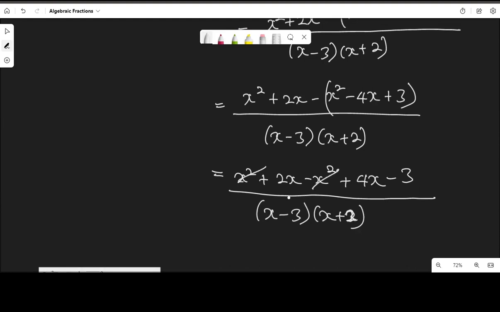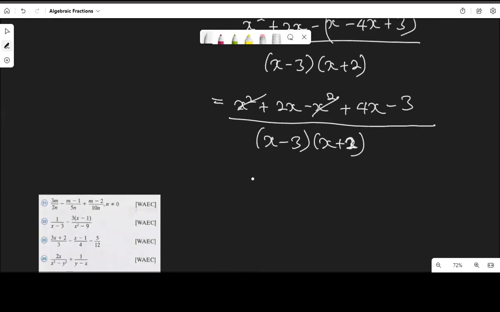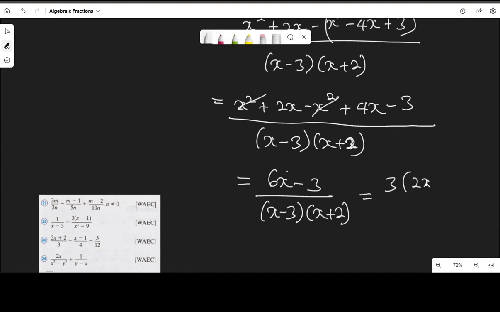This will go: s squared minus s squared is 0, then 6s, that is this plus this, 2s plus 4s, 6s, minus 3 over s minus 3 and s plus 2. 3 is common there, so if you factor it out, we have 2s minus 1 over s minus 3 and s plus 2. That is the final answer there.